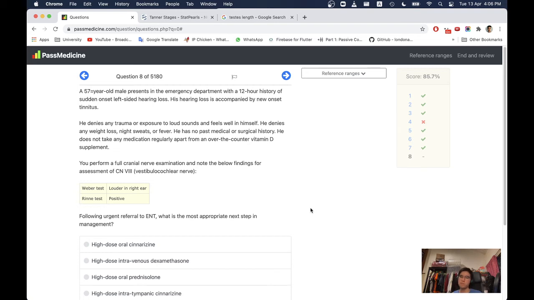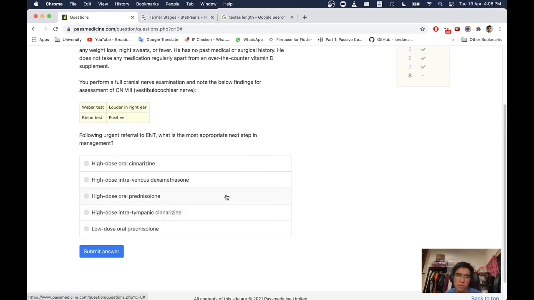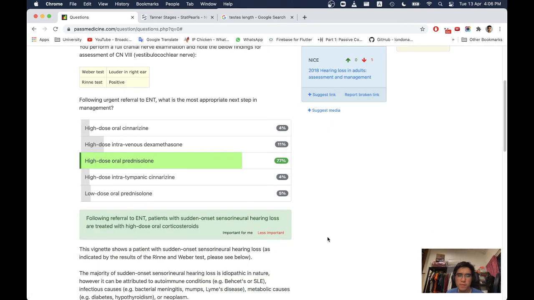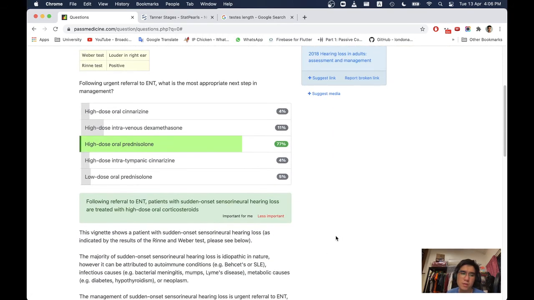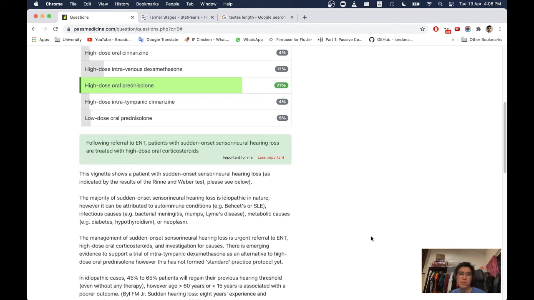Maybe vestibular neuritis, you want to reduce inflammation, you can give oral prednisolone. Why high dose? Why low dose? So the answer is high dose oral prednisone. Following a referral to ENT, patients with sudden onset sensorineural hearing loss are treated with high dose oral corticosteroids. This figure shows a patient with sudden onset sensorineural hearing loss as indicated by the results of the Rinne and Weber's test. Please see below.